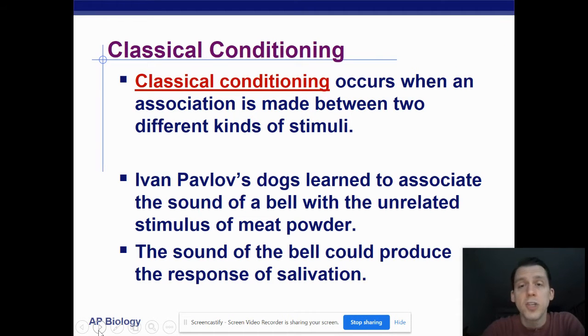Now, classical conditioning is a little bit different. This is when there's an association made between two different kinds of stimuli. So our classic example of classical conditioning is Pavlov's dogs. They learn to associate the sound of a bell with the unrelated stimulus of meat powder, right? There's no inherent relationship between a bell and meat. So the sound of the bell could produce the response of salivation.